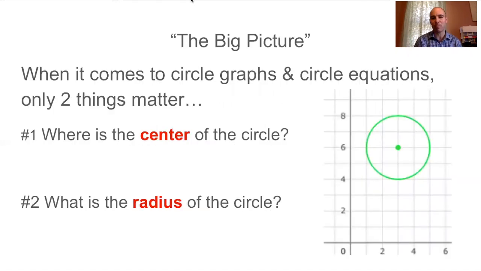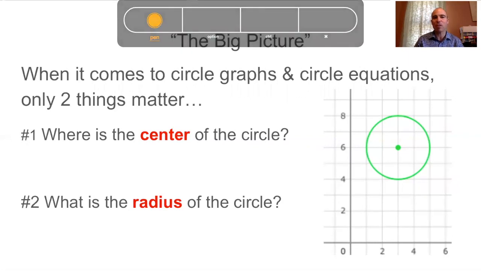First of all, the big picture, right? Now, I know equations and graphs of circles can seem complicated. It can seem confusing. But in the big picture, only two things matter. What is the center of the circle, or in other words, where is the circle? And then what is the radius of the circle? In other words, how big is the circle?